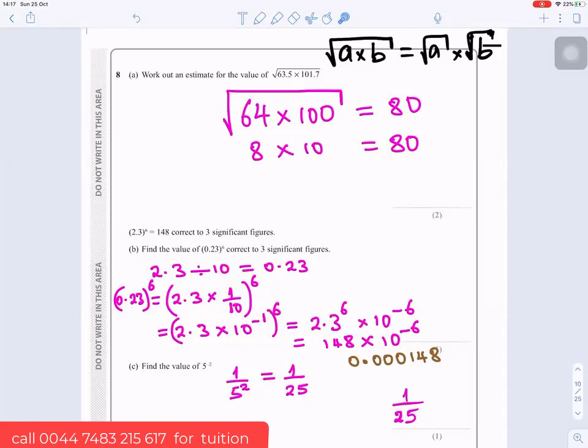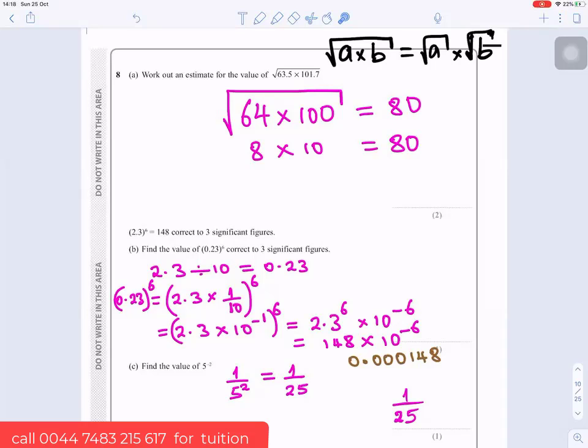So 2.3 to the power 6, and 10 to the minus 1 times 6, minus 1 times 6 gives you minus 6. So you got 2.3 to the power 6 times 10 to the minus 6. And from the beginning, they told us 2.3 to the power 6 is 148. So you write 148 times 10 to the minus 6, which you can write as 0.000148, or 148 times 10 to the minus 6.